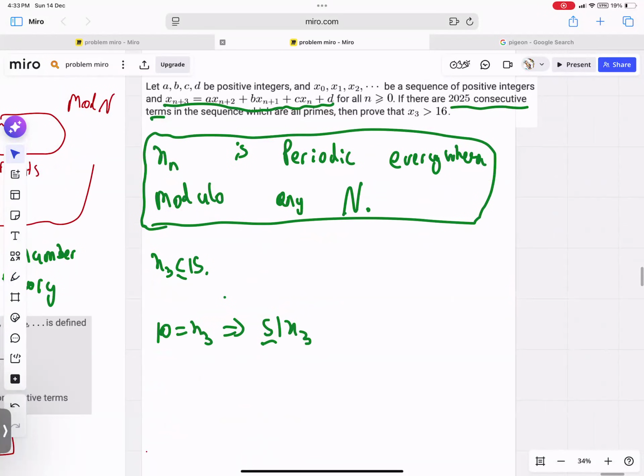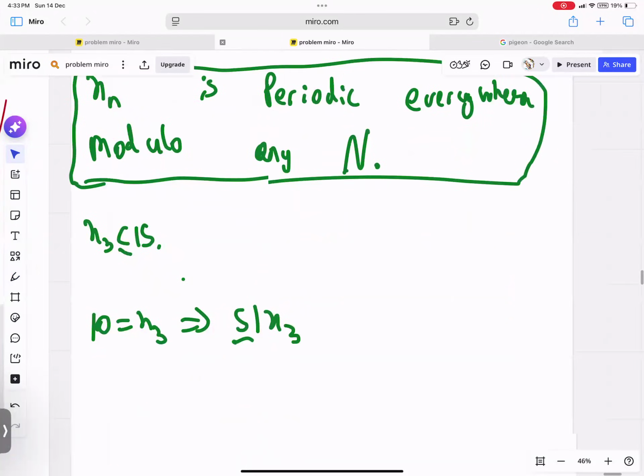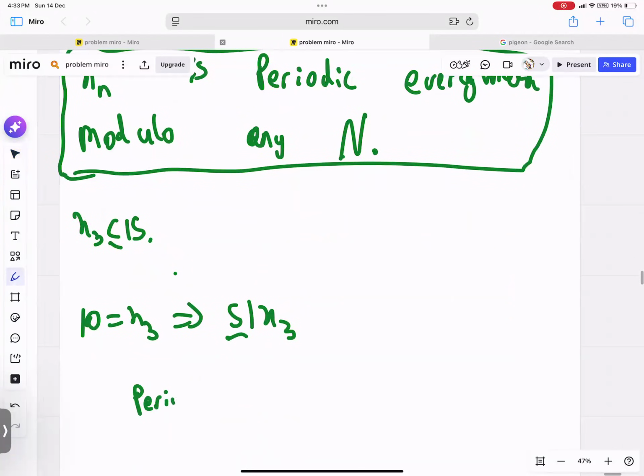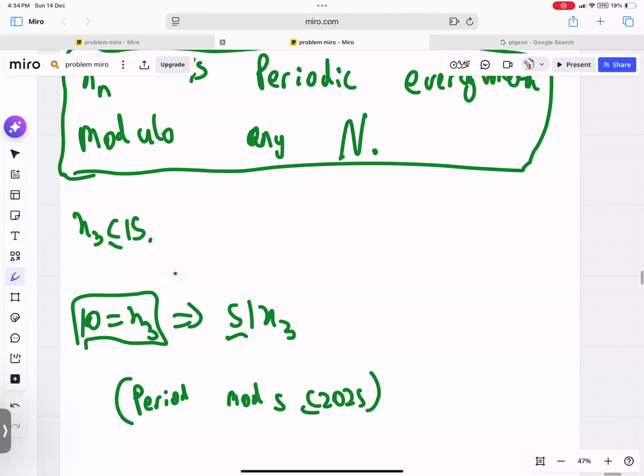Because the thing is, you want to show the period mod 5 is at most 2025 in this case when say x3 is 10. Do you all see how to do this? Can you repeat what you said?